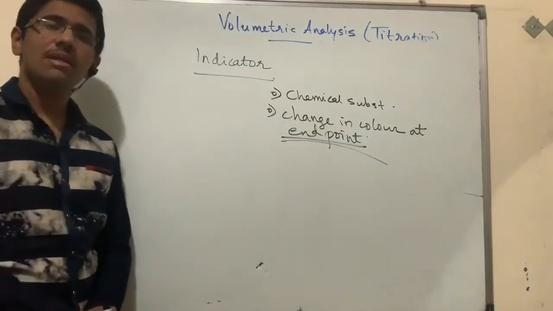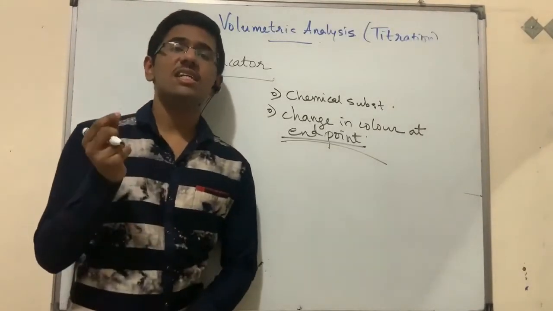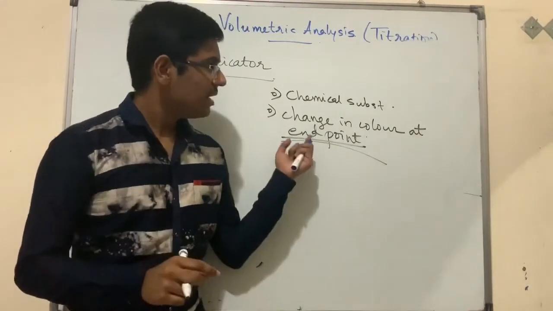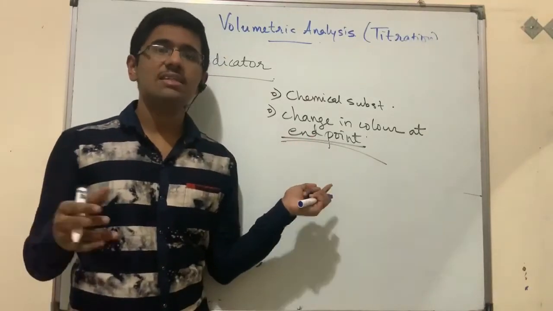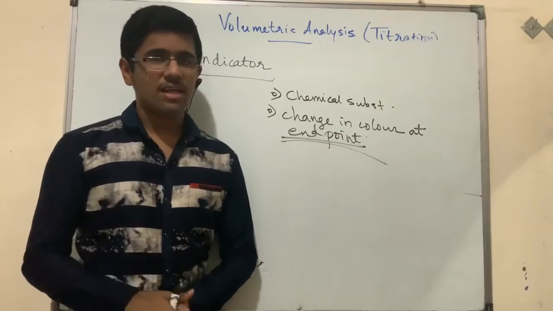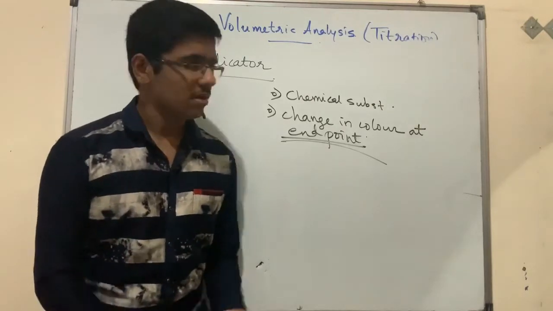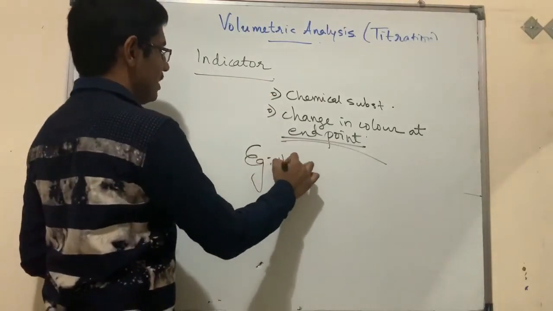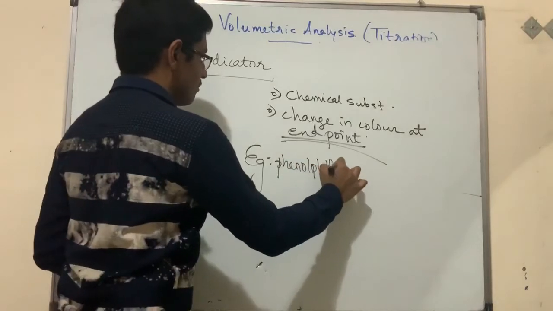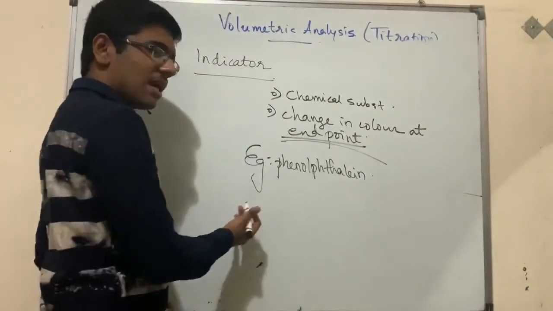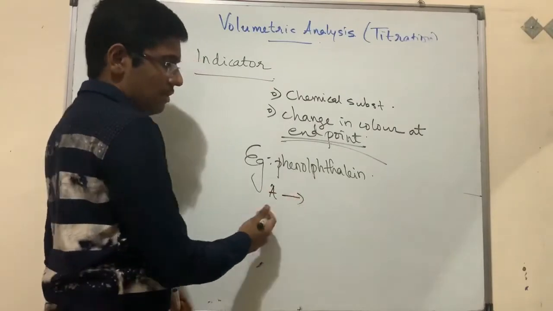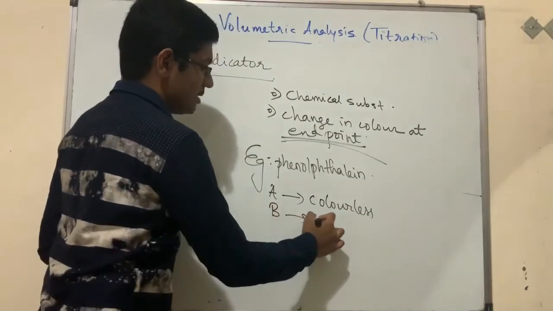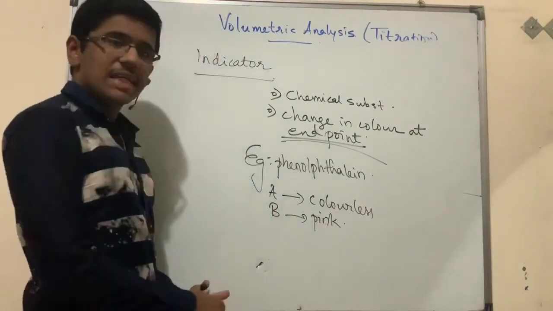What is end point? End point is a stage of chemical reaction where the reaction is just complete. So at that particular point, when the reaction is just complete, if it shows color change, we can tell it is end point. Especially in redox reactions, pH can change. So that's it. Examples of indicator are phenolphthalein. What is the color change? In acidic medium, phenolphthalein is colorless. In basic medium, it is pink. This is the color change in phenolphthalein.